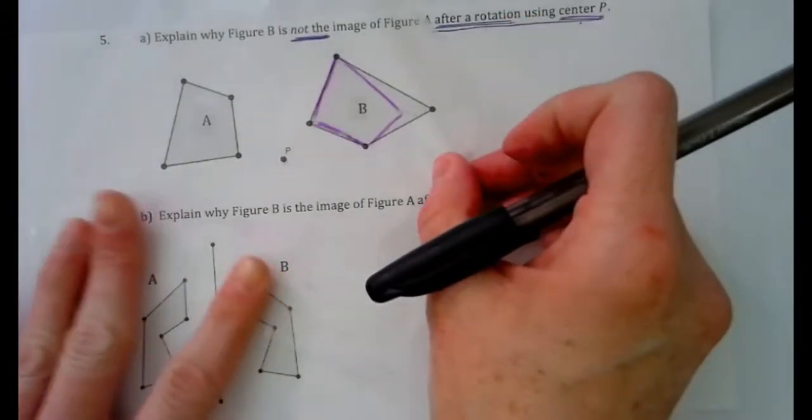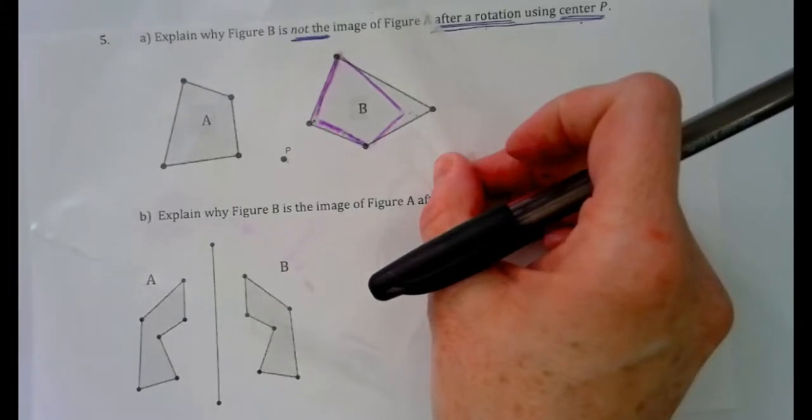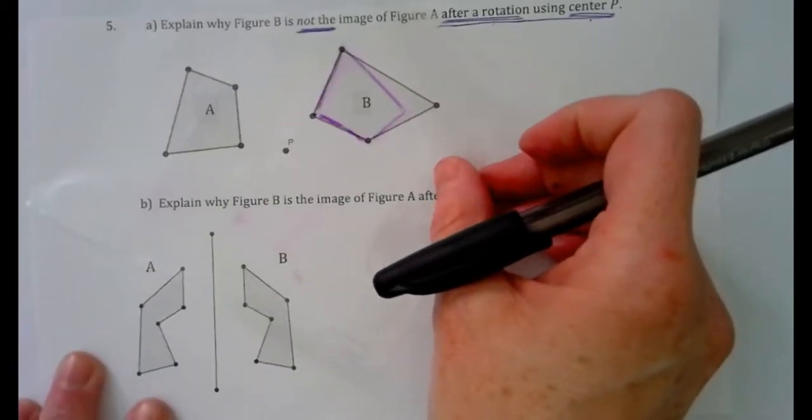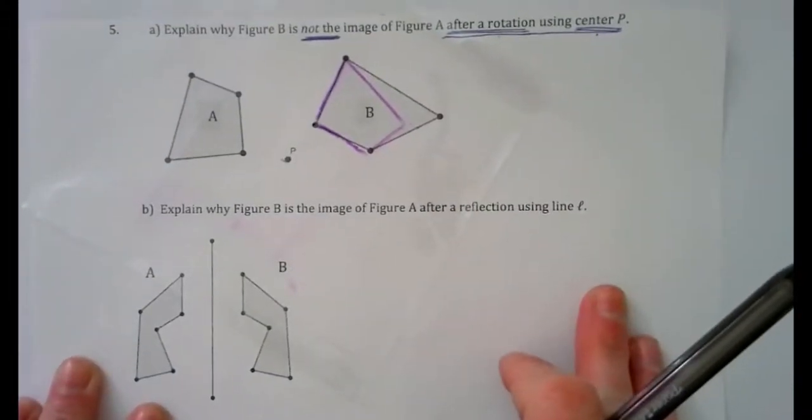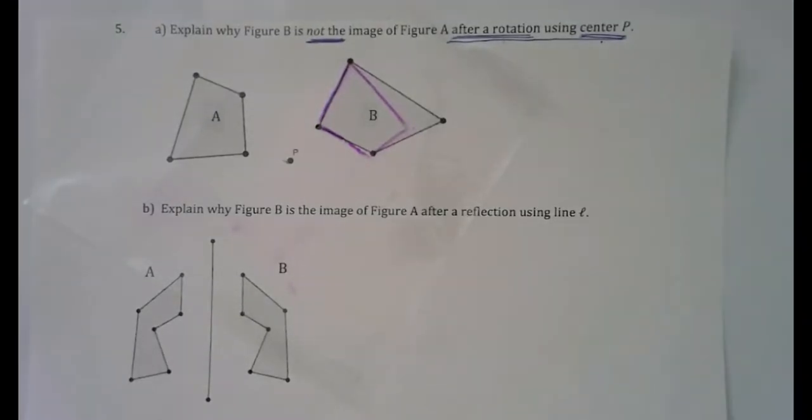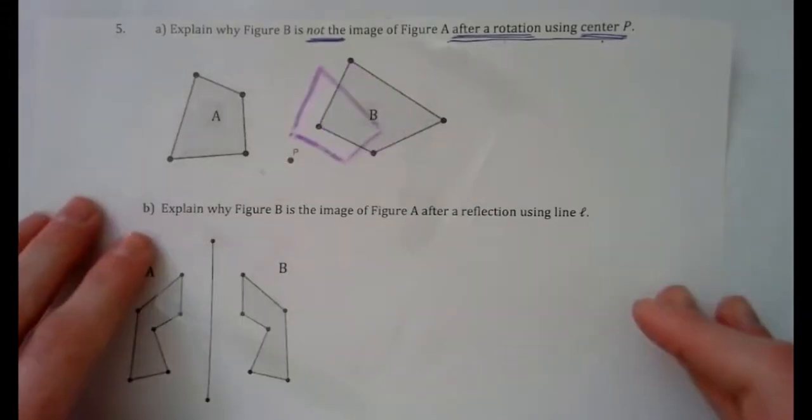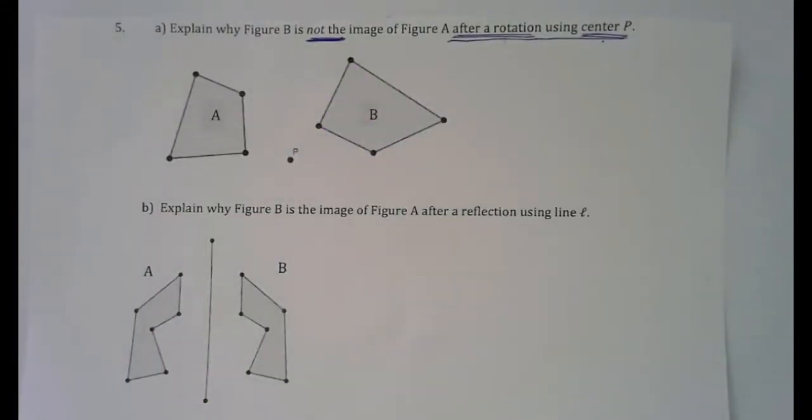And if you remember, when we rotate figures, the sizes don't change. So again, when we rotate a figure, the measurements don't change. B got bigger, or B is bigger than A. That's the problem. You have to decide how you're going to explain that and what you say.